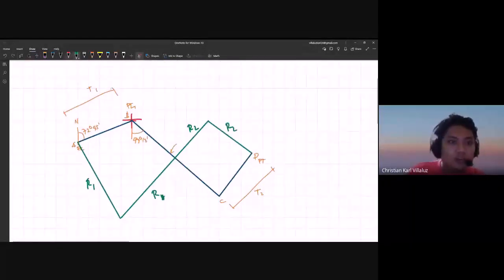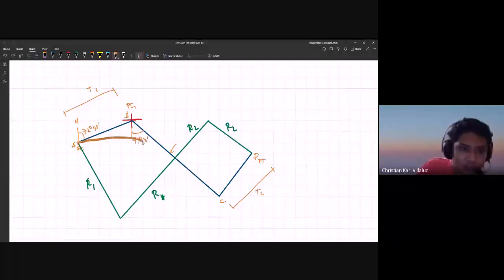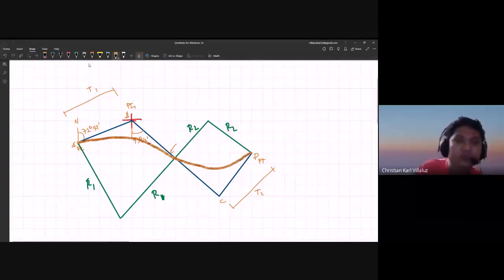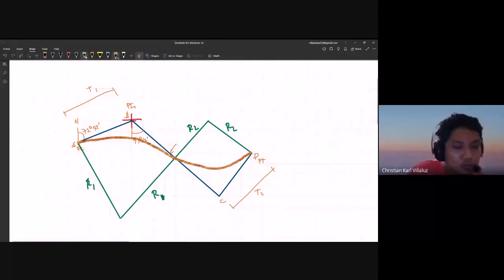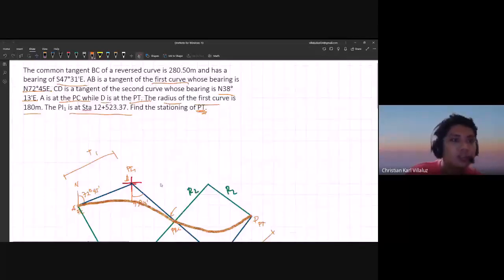So, yun. After that, draw the curve. So, ito yung curve natin. So, from PC going to PRC, ito naman going to PT. So, kung saan yung opening ng mga tangents, nandun din nakapaloob yung ating curve. So, this is the PRC here, saan nag-meet yung dalawang curve. So, ganun mag-drawing class.